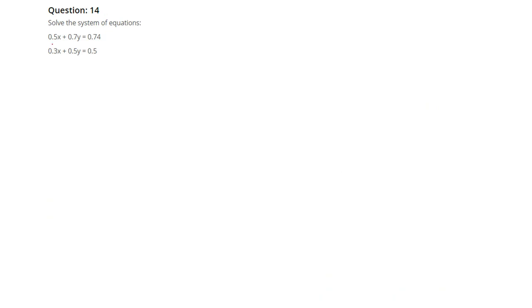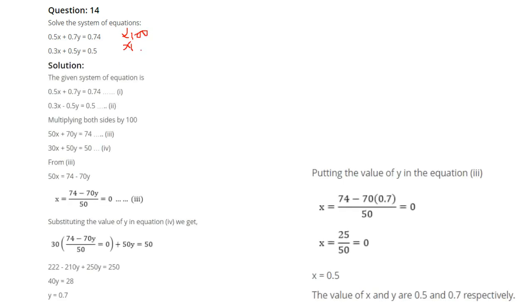Now this is 5 by 10, this is 7 by 10, this is 74 by 100. What is this? This is 3 by 10, 5 by 10, 5 by 10. So multiply both equations by 100. Right? Both by 100. What do you get? There is no need to multiply this by 100. You can multiply just by 10, because eventually what do you get? This is 5 by 10 into 100, you get 50. Then you have 7 by 10 into 100, that is 70. Then you have 74 by 100 into 100, that is 74. Here also 10 into 3 by 10 into 10.